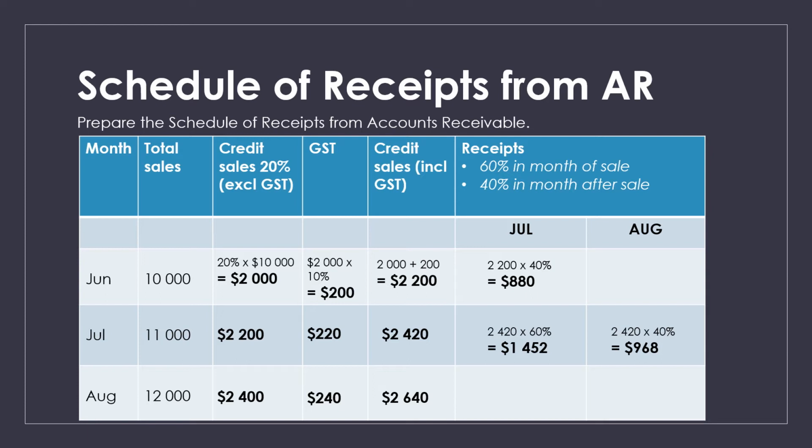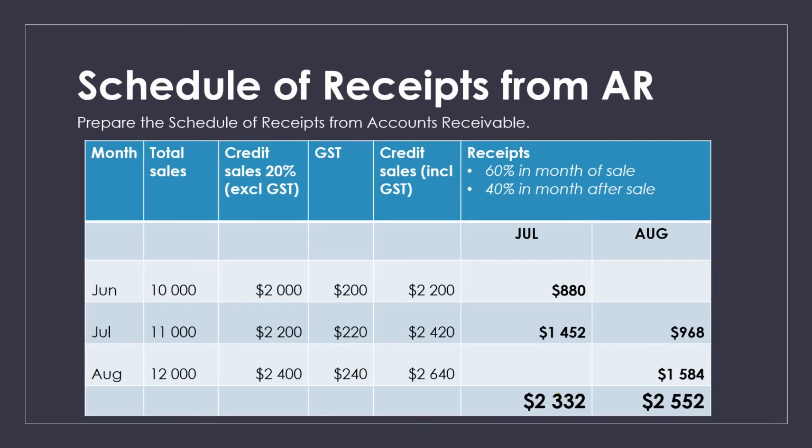Lastly, let us have a look at the credit sales in August. Logically, nothing will be received in July. However, in August itself, we are expecting 60% of the credit sales, including GST, to be received in August. So we apply 60% to the total credit sales, including GST, of $2,640, and this will give us receipts from accounts receivable in August totaling to $1,584.